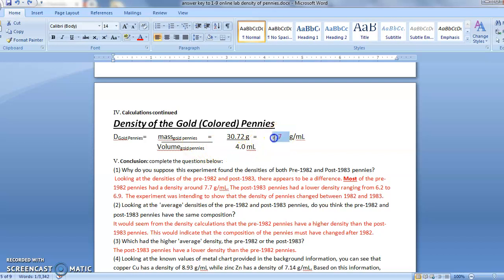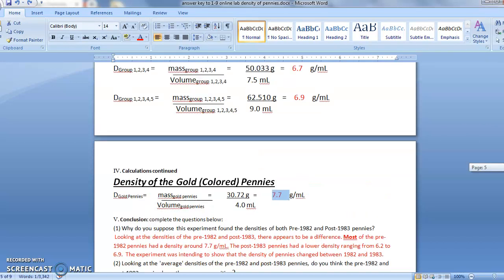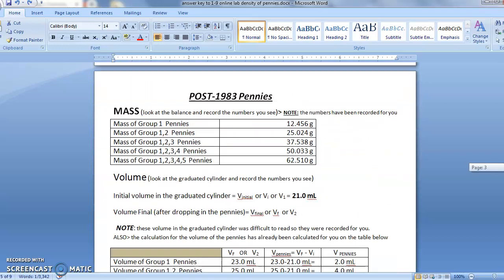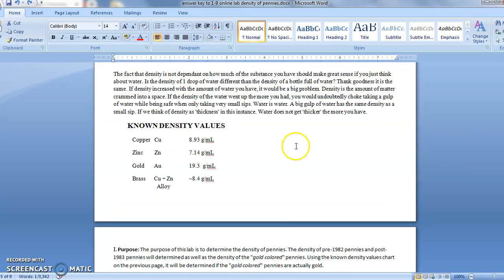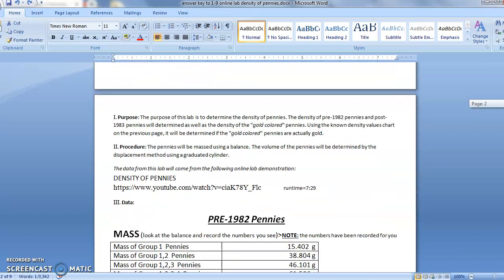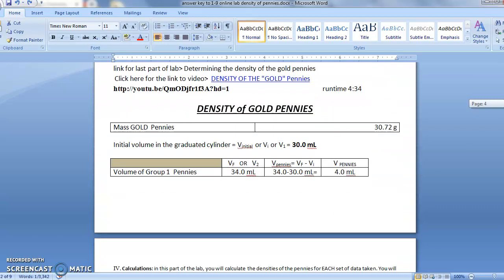I know these weren't gold. How? Well, the density of those gold-colored pennies was right around 7.7. The actual density of gold is 19.3. 7.7 is nowhere close to 19.3. You could mess up the volume readings all day long as you're dropping those pennies in the graduated cylinder, and it's not going to get the 7.7 density up to 19.3. Those pennies are no way could they be gold.